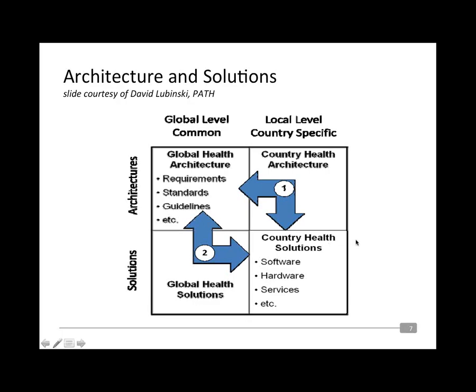So what we see with this quadrant, courtesy of Dave Lubinsky, is the process of finding solutions that address local country-specific needs and implementing them and ensuring that we're able to achieve the results we're looking for. Once we've done that, it's to look at, from this implementation, lifting out components and portions that can be taken to an architectural level within a country and eventually that influencing where global health architectures are moving towards, the general requirements, preferred standards, and guidelines.